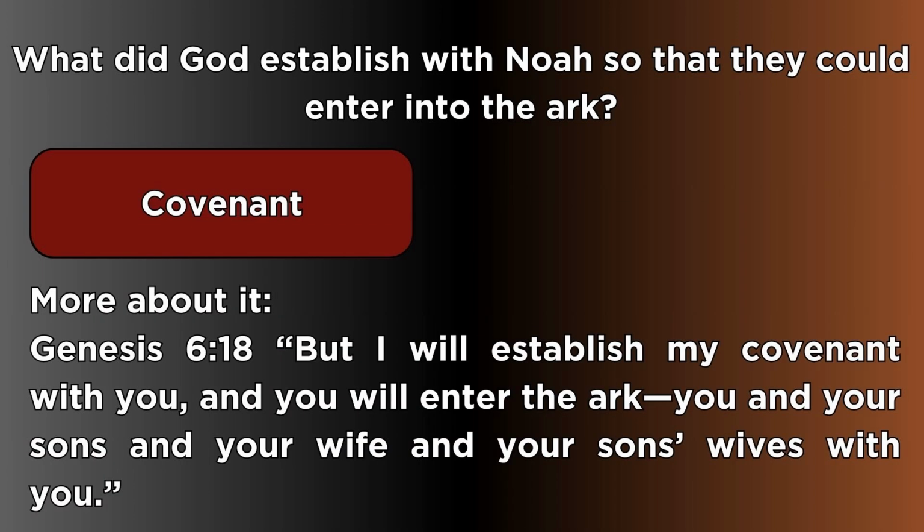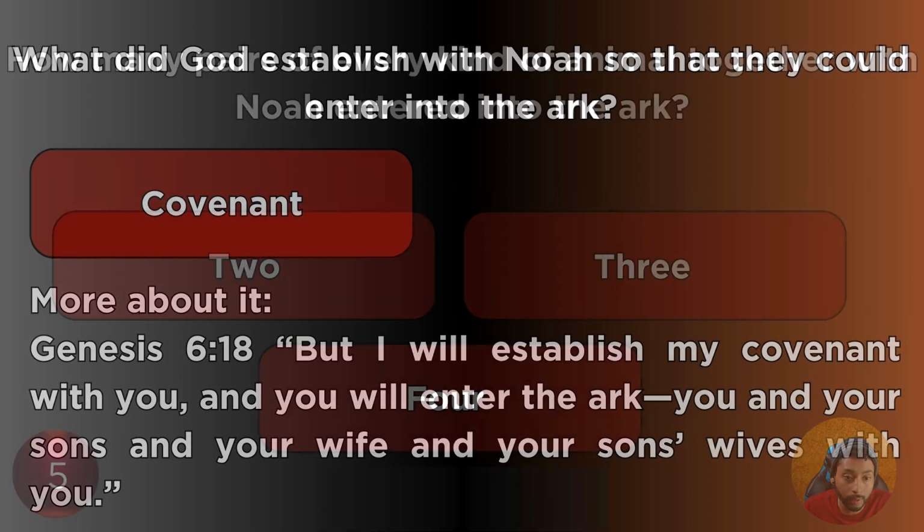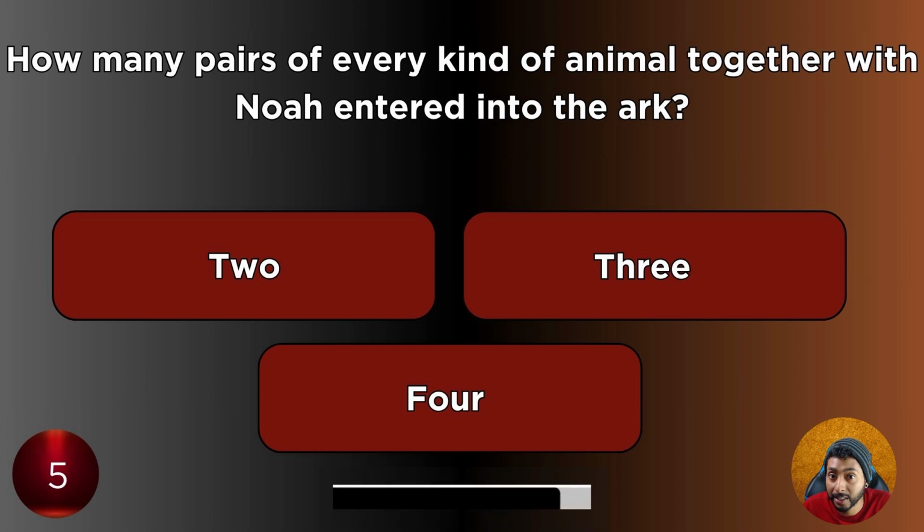Covenant. Genesis 6:18. But I will establish my covenant with you, and you will enter the ark, you and your sons and your wife and your sons' wives with you. 5. How many pairs of every kind of animal together with Noah entered the ark? 2, 3, or 4?